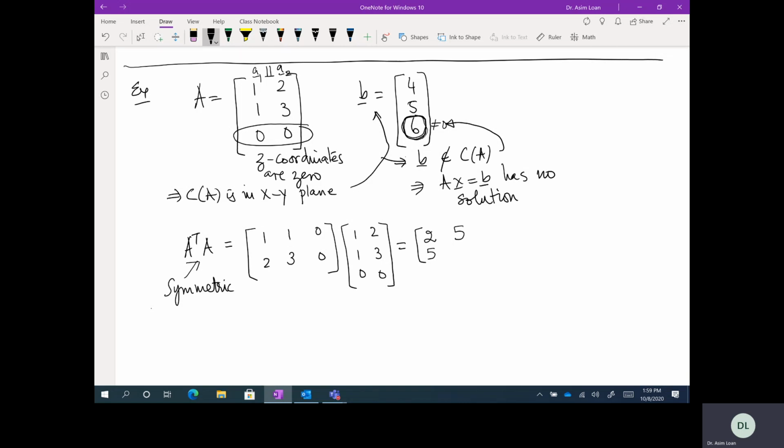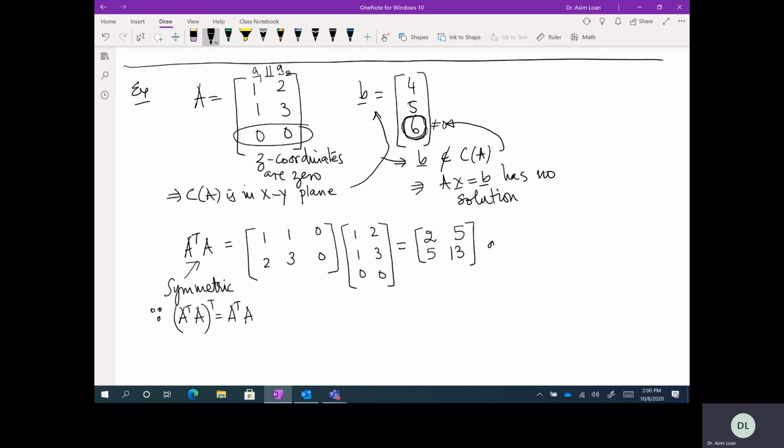This is symmetric. Why? Because (A transpose A) whole transpose equals A transpose A. You reverse the order, and A transpose transpose, you get back the original one. And this one is 9 plus 4. This is 13.